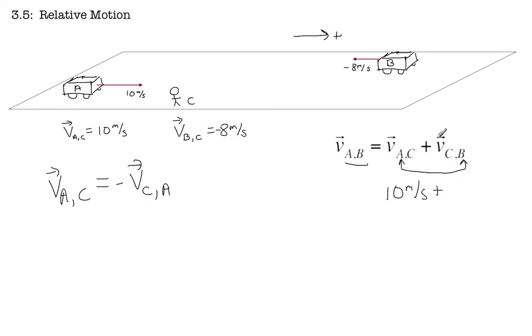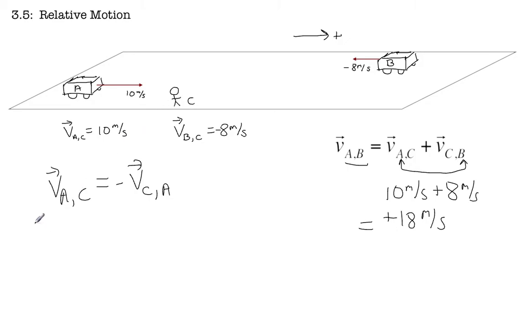We have to add to that the velocity of C relative to B. We actually have B relative to C, but because we can just switch the indices and then add a minus sign, the velocity of C relative to B will be the opposite of -8, which is +8. And we do get our positive 18 meters per second. So what B sees A doing is moving to the right at 18 meters per second.